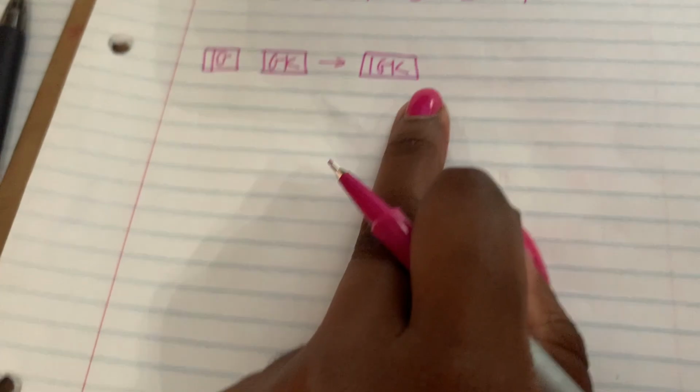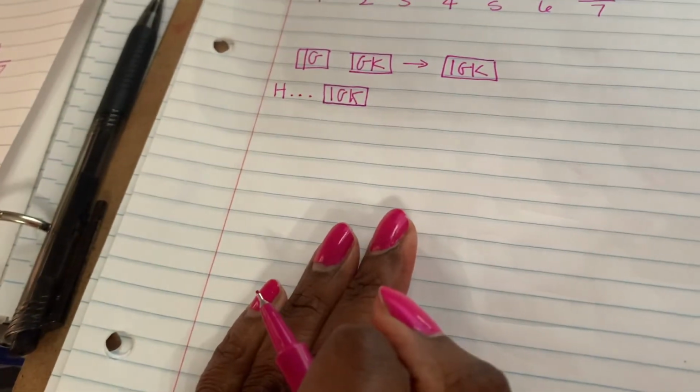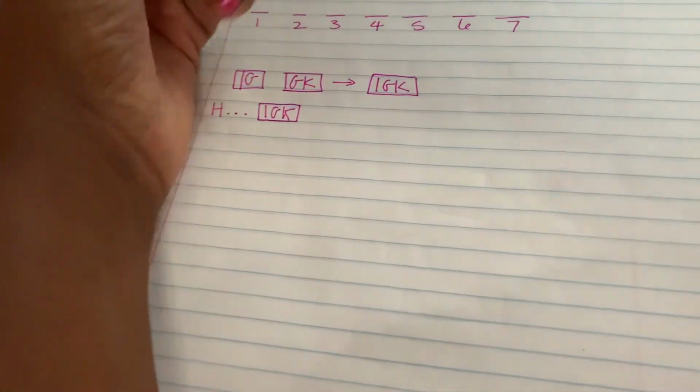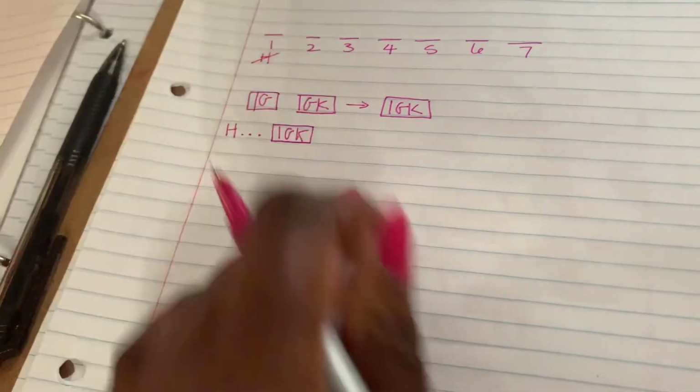So I can either do my H in relation to this box, which is what I did on the last one. I don't know if they helped me or confused me, but okay, I guess I can do it like this. So H has to be before K, but since we know that IGK is a pair, I'm going to do H before IGK, if that makes sense. Now, H cannot be first. So I'm going to do H up here again. It can't be first.